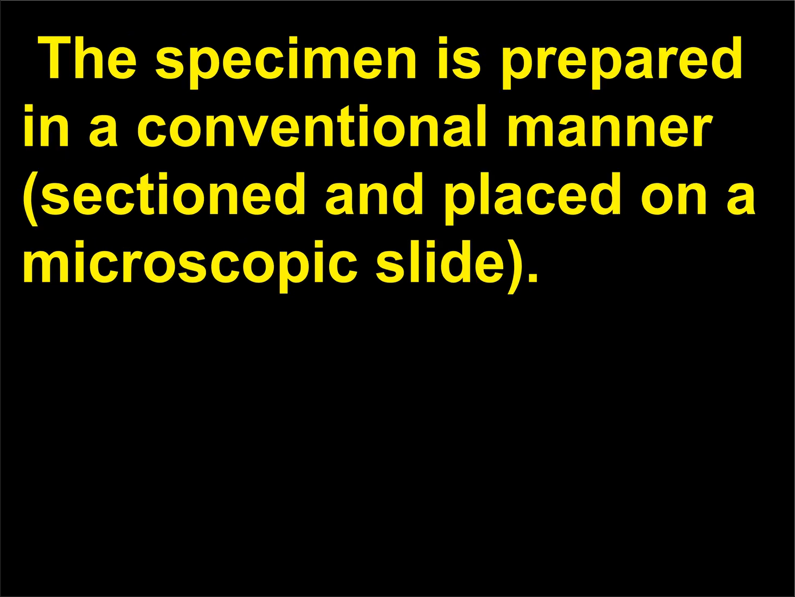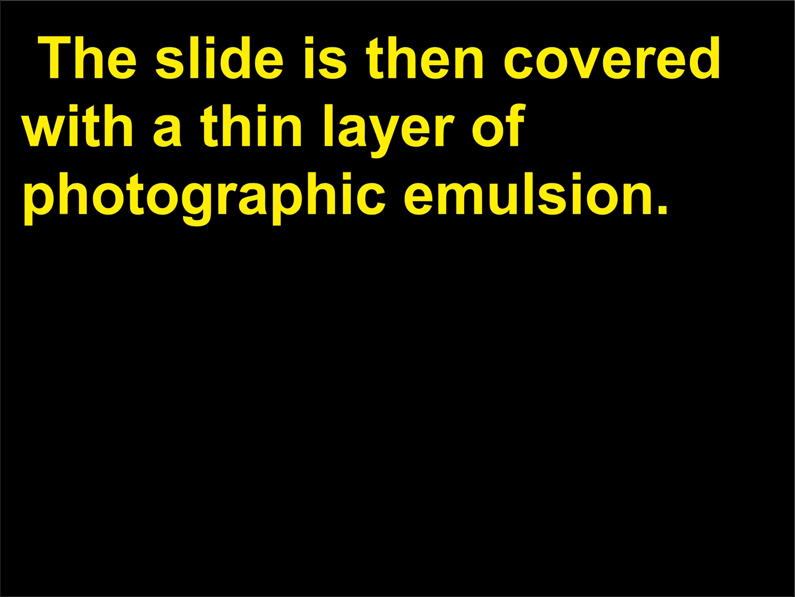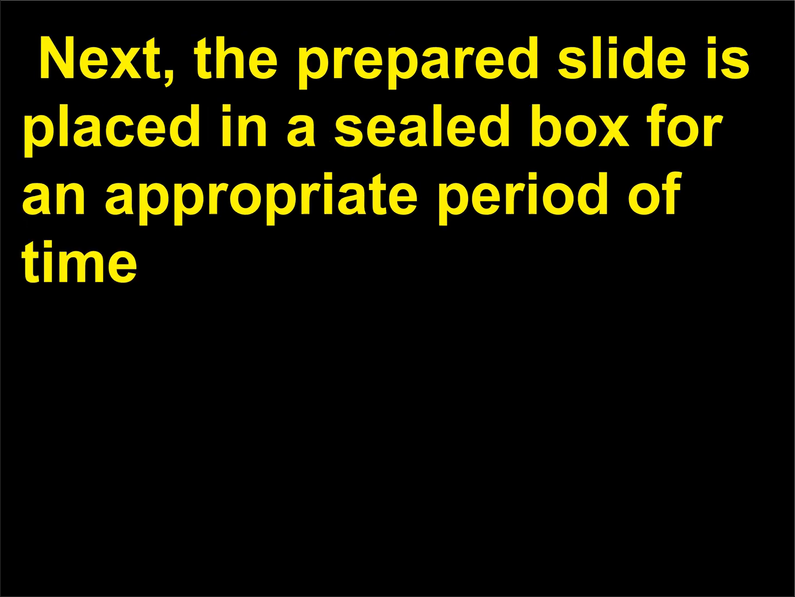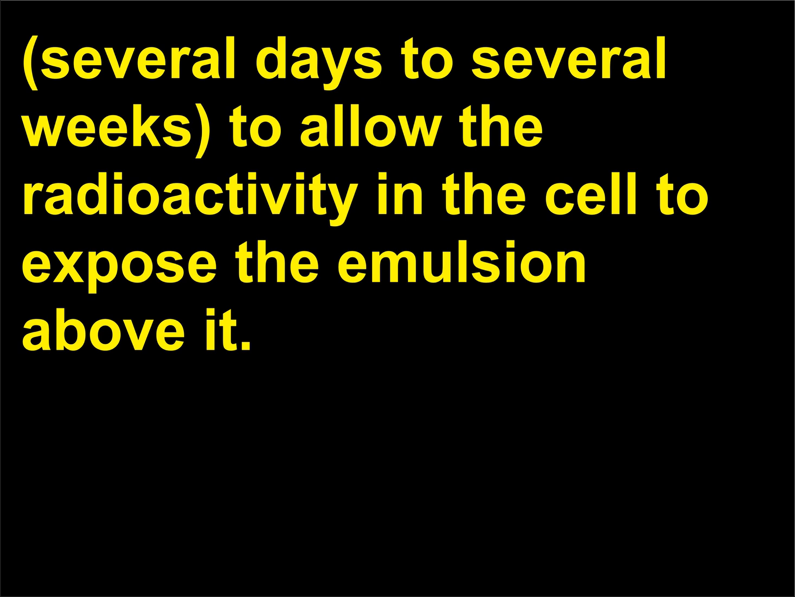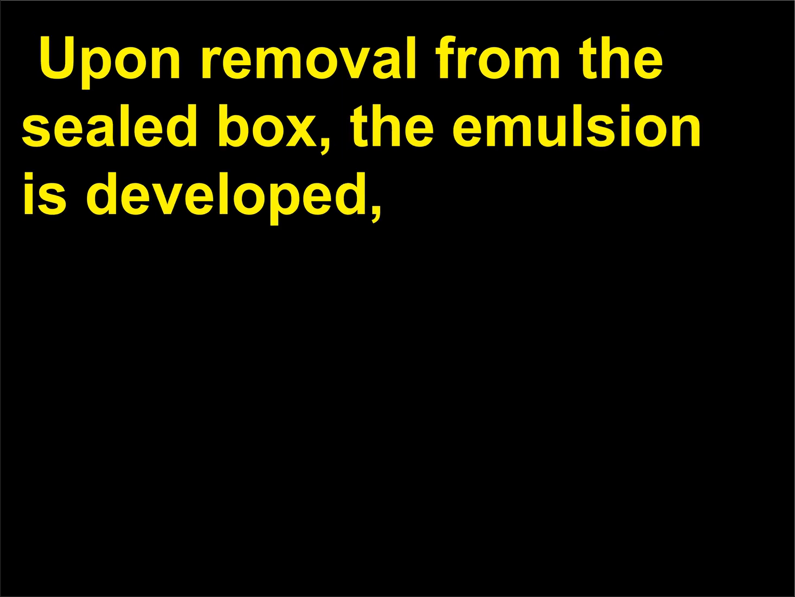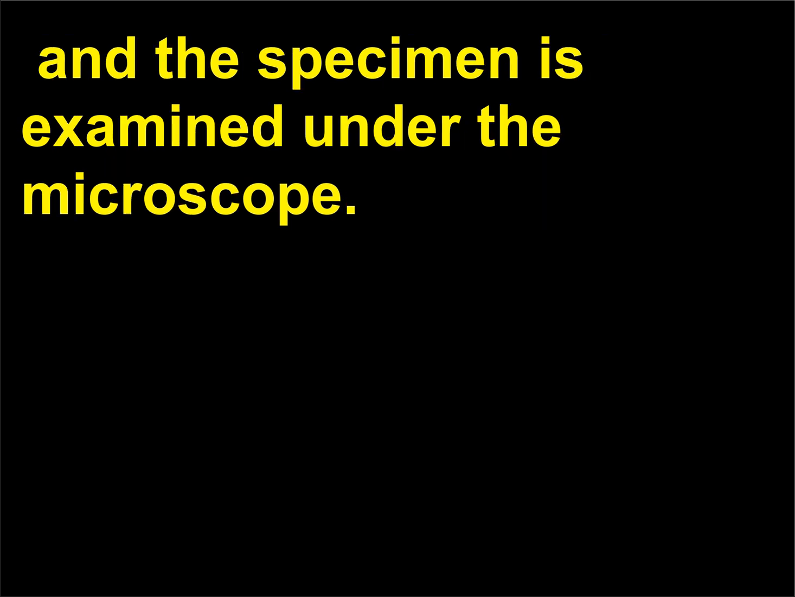The specimen is prepared in a conventional manner, sectioned and placed on a microscopic slide. The slide is then covered with a thin layer of photographic emulsion. Next, the prepared slide is placed in a sealed box for an appropriate period of time, several days to several weeks, to allow the radioactivity in the cell to expose the emulsion above it. Upon removal from the sealed box, the emulsion is developed, and the specimen is examined under the microscope.